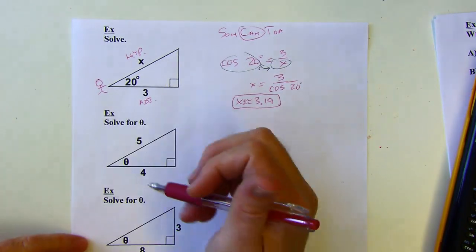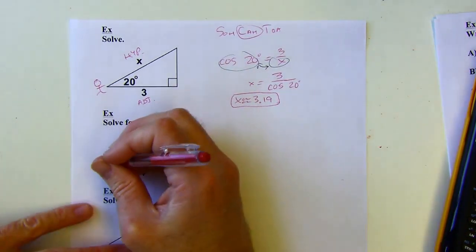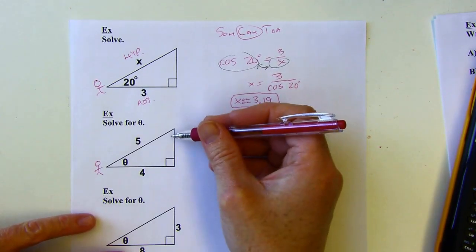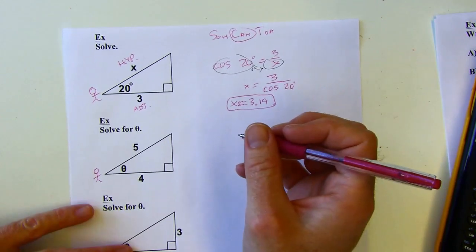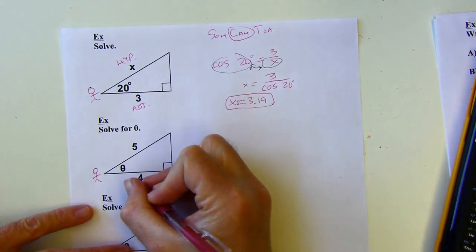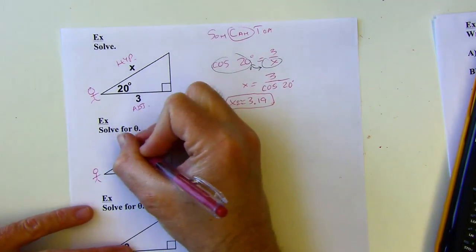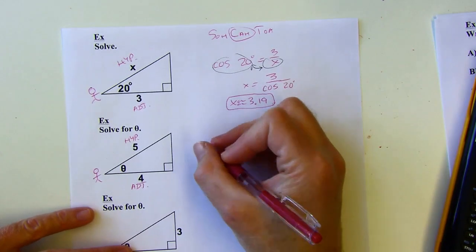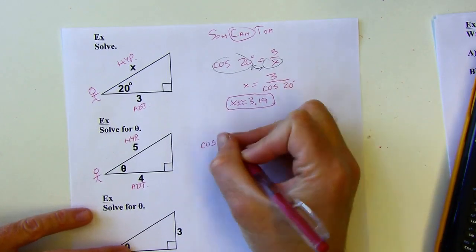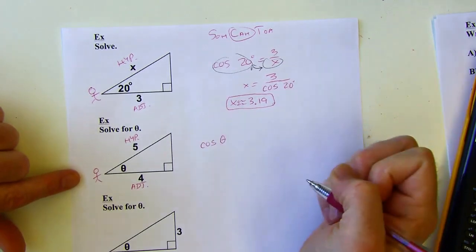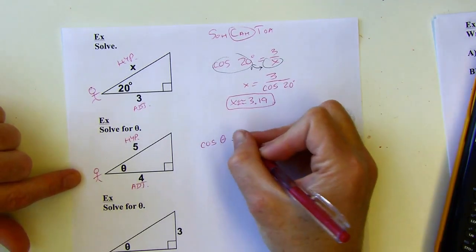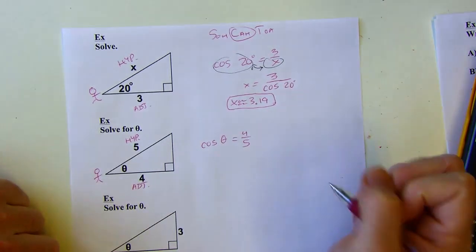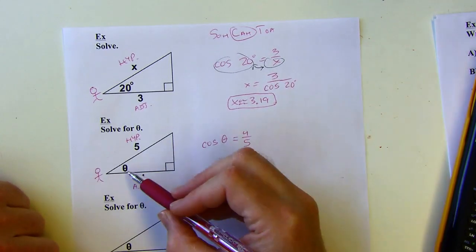All right, so we want to still do this with SOHCAHTOA. I'm going to put myself at that angle. I don't want to be at the right angle. I don't want to be at the unmarked angle, so I'm down. Thinking SOHCAHTOA, I've got adjacent and a hypotenuse, just like I did on the last problem. So I'm going to use cosine again. So cosine, I'm at the theta angle. Okay, cosine of theta equals 4 over 5.